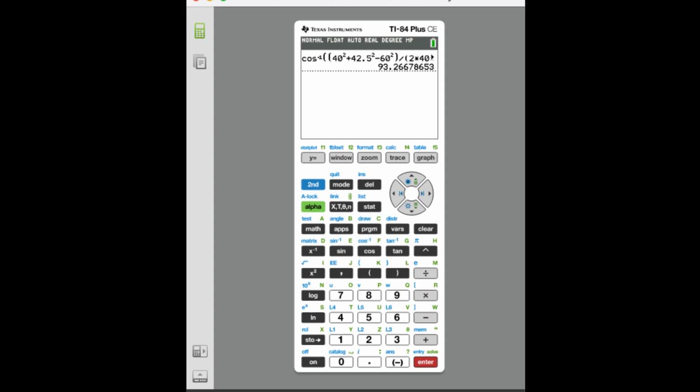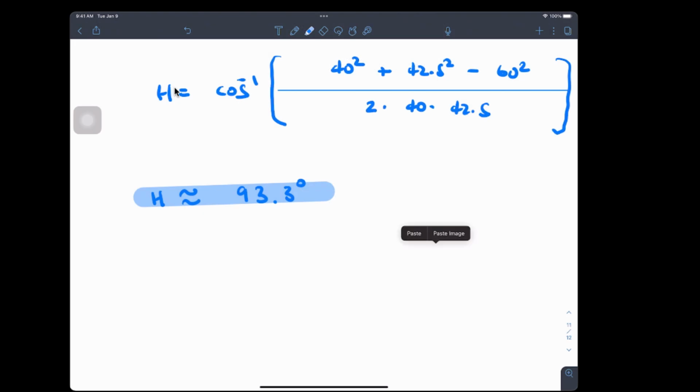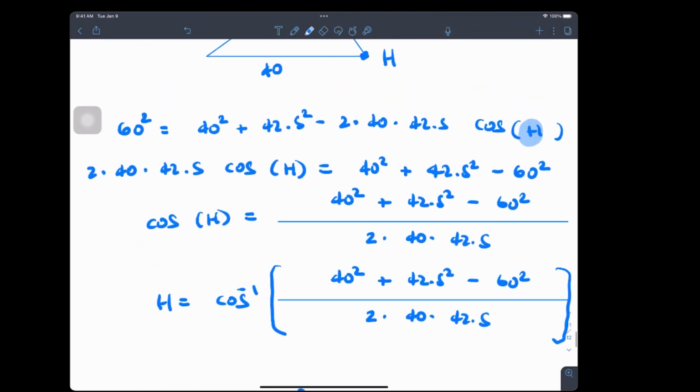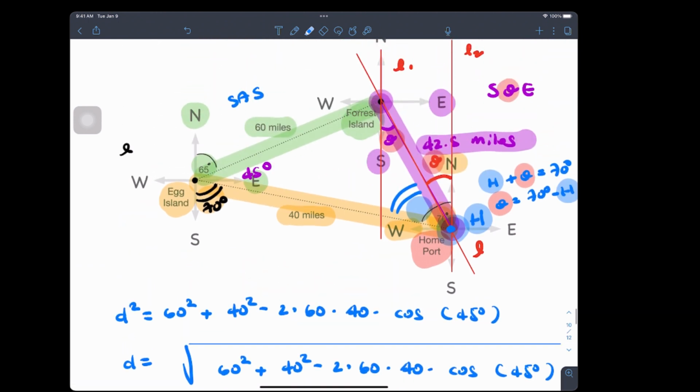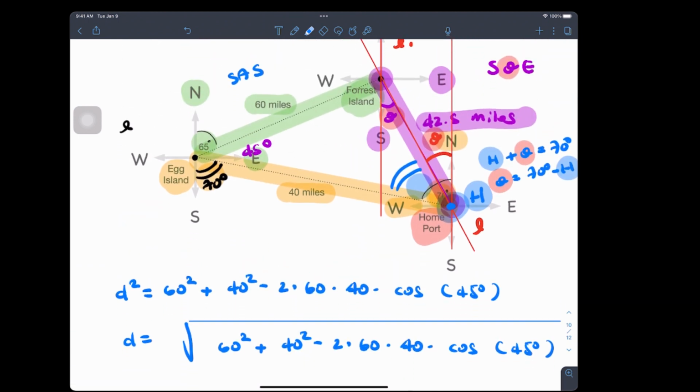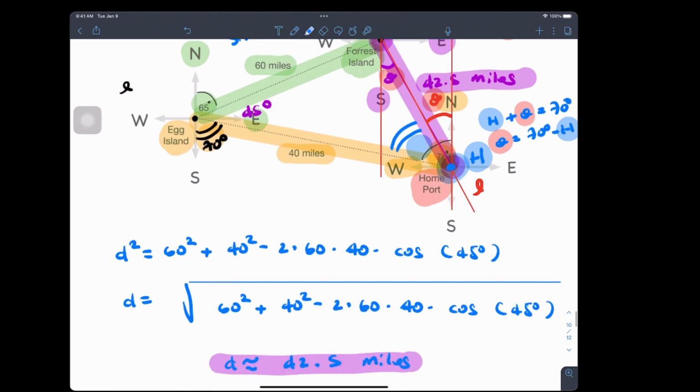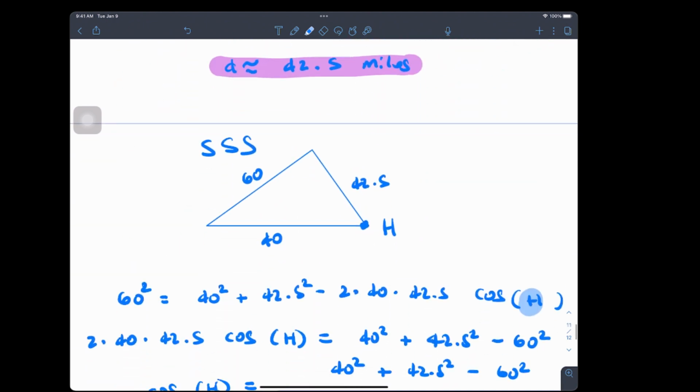Okay, double check. Double check here. 93.3 degrees. Okay. And then something is bothering me here. What's the problem? Uh-oh. Anybody see a problem here with this? Yeah, what's the problem?